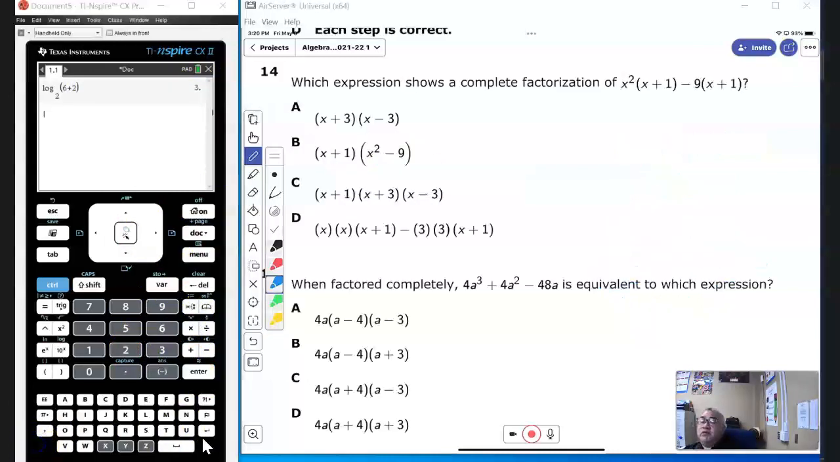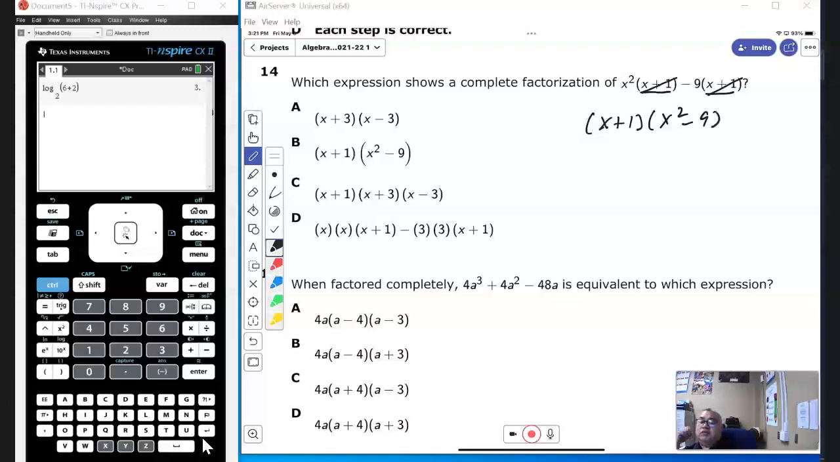For this part of the review, we're factoring polynomials. So you notice here that we have x squared, parentheses, x plus 1, minus 9 times x plus 1. The common factor is x plus 1. So by removing that x plus 1, that's what is called factoring. And what you're left with is x squared minus 9.